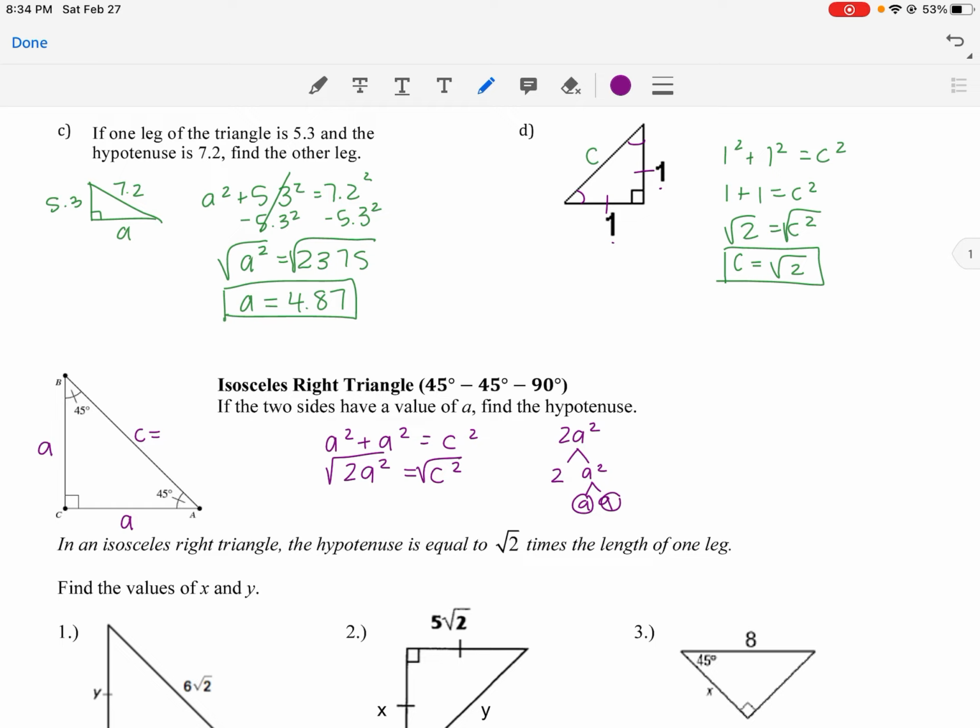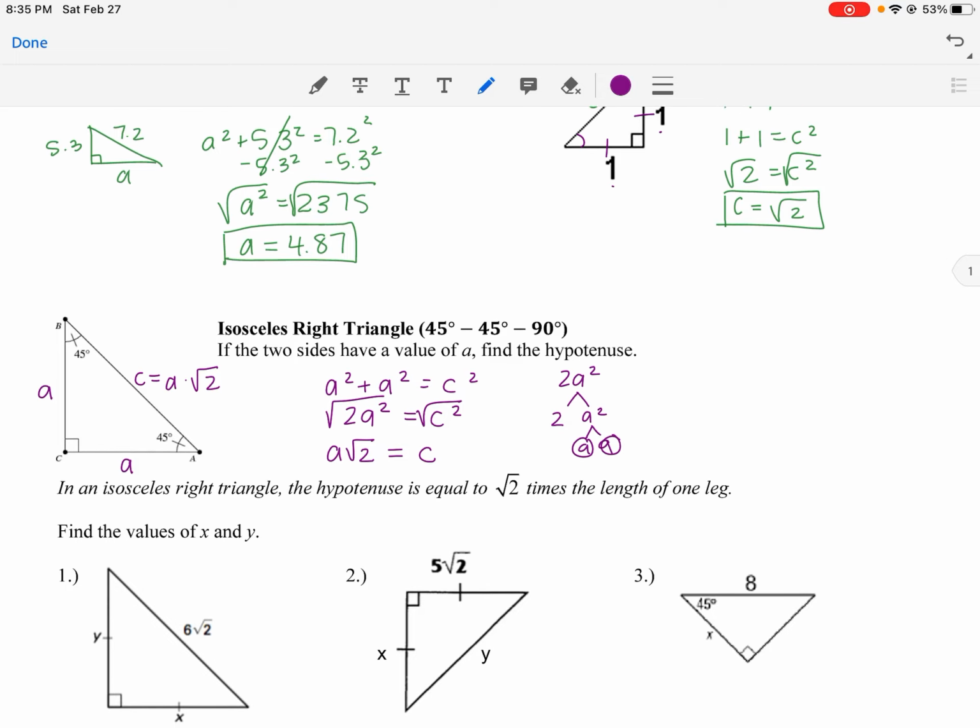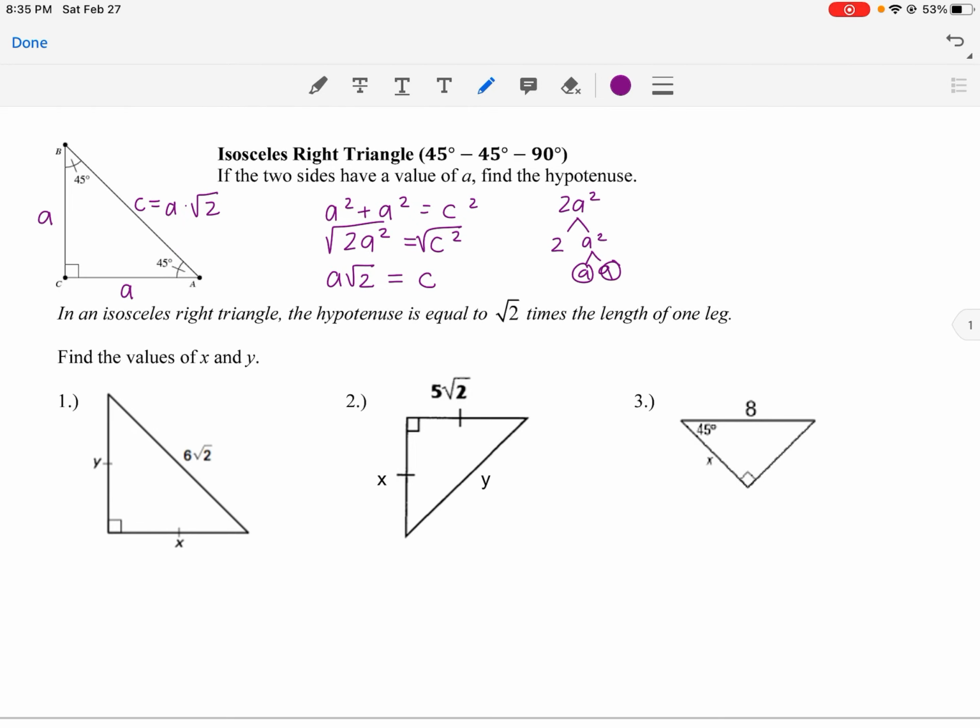So notice you have a pair of A's and a leftover 2. That's the same as A square root of 2 is equal to C. So this is A times the square root of 2. You'll notice this relationship is true for any 45-45-90 or isosceles right triangle. The two angles are always 45 degrees. So we're going to use this idea as we solve for things down below.